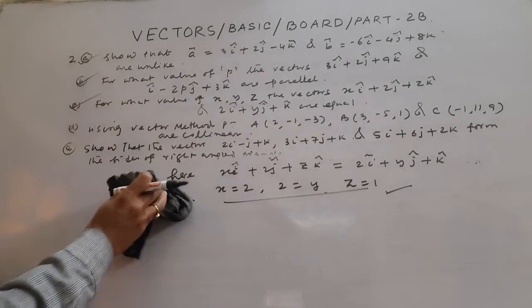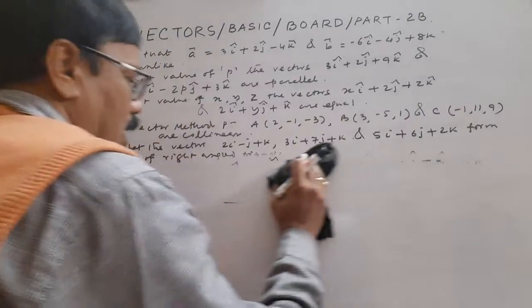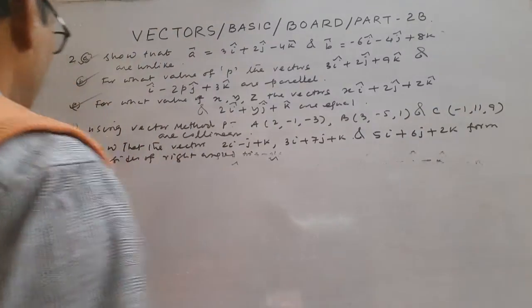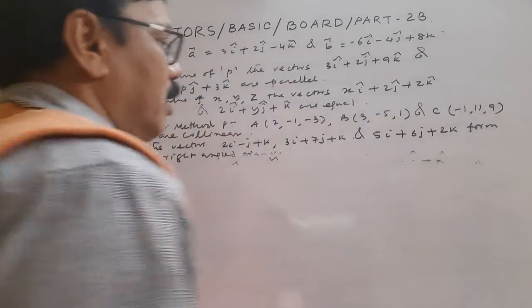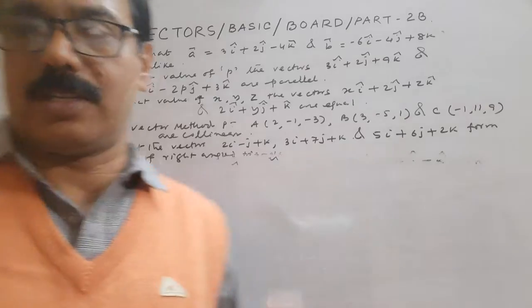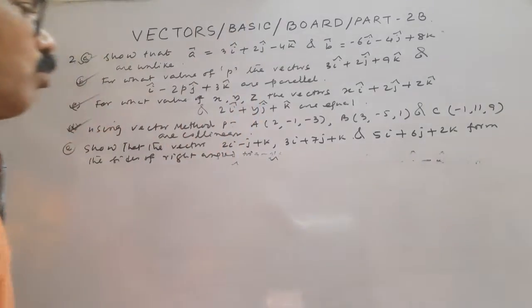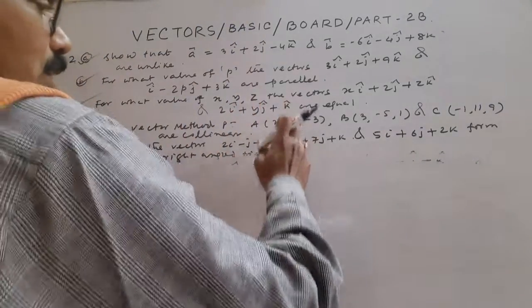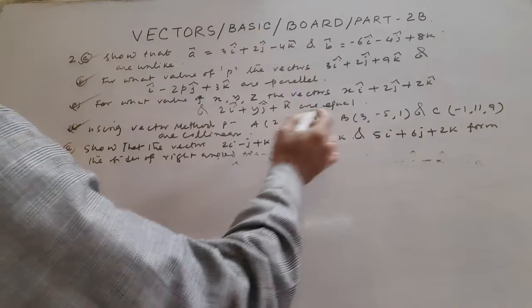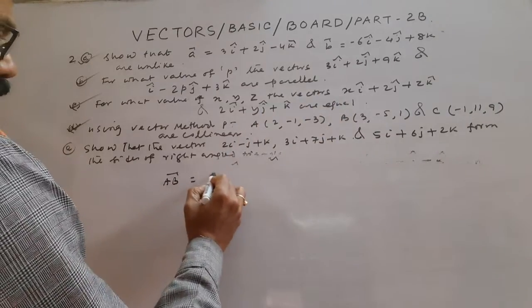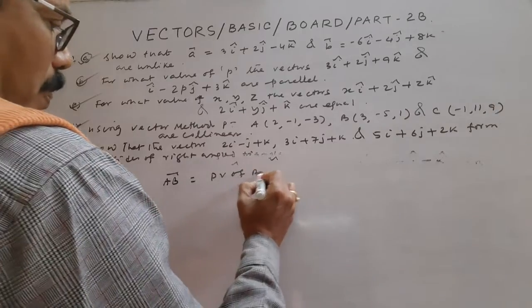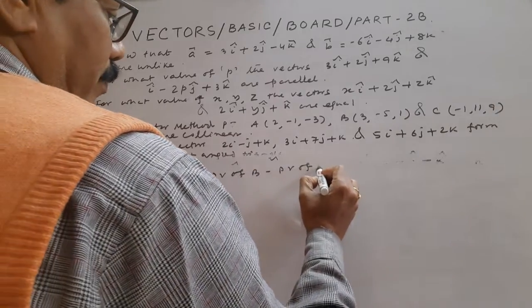Next, problem number D. This is the most important problem. Using the vector method, prove that the points A, B, C are collinear. The coordinates are given. So AB vector equals PV of B minus PV of A.